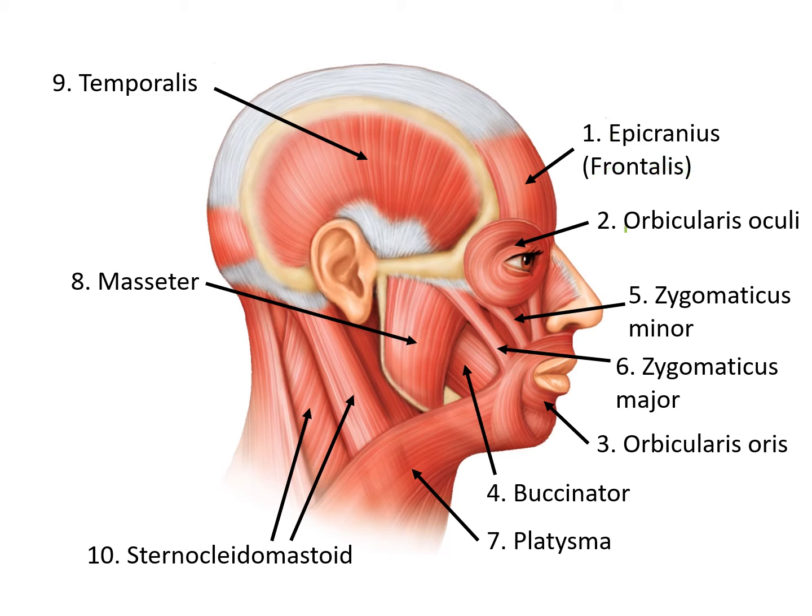Number two, orbicularis oculi. Okay. Oculi means eye. Think of binoculars. Orbicularis refers to its shape. It is a circle. Actually, that didn't show up very well. Let's try this. Okay. So when a circle contracts, it shrinks. The orbicularis oculi closes your eyes.